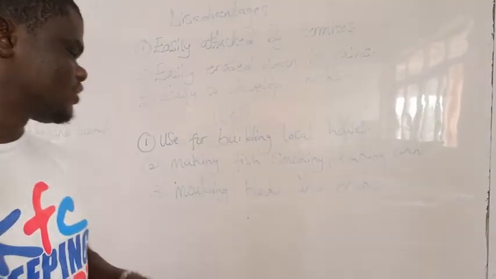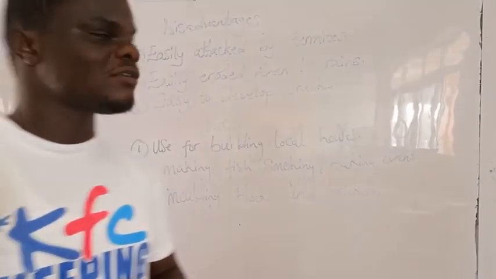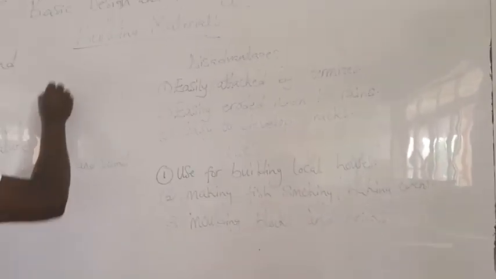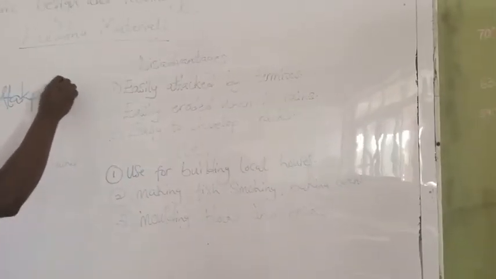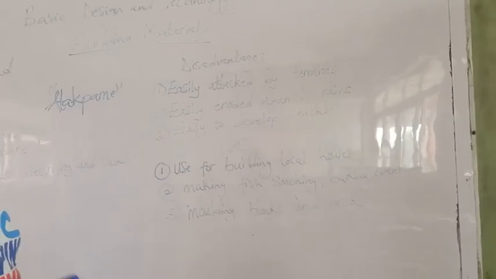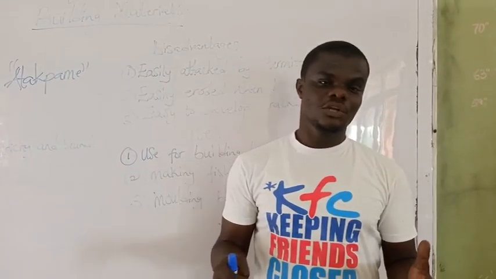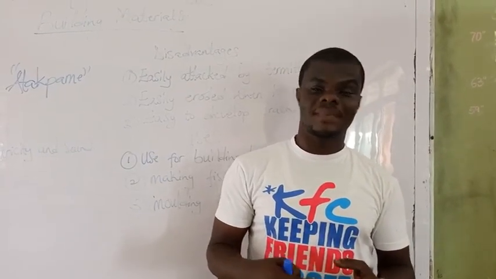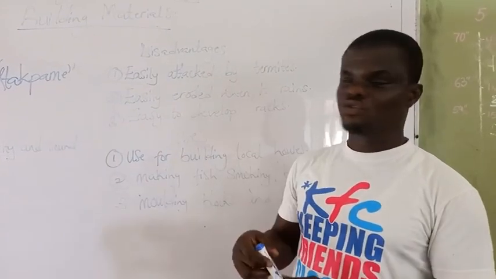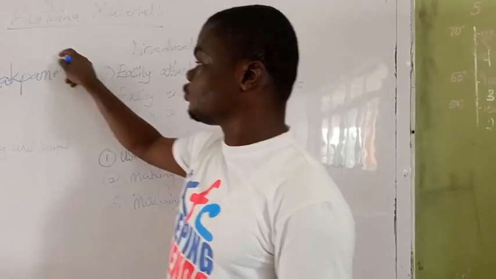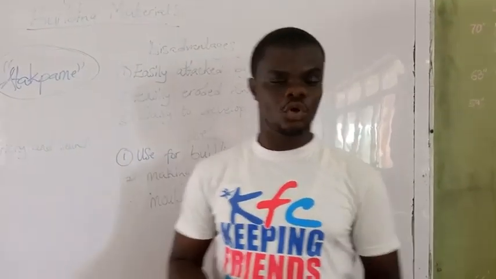Now let's move on to uses. It is used for making local houses. The local houses we are talking about are the Atakpame buildings. It is Atakpame, not Atakwame. So it is used for making local buildings. That is what they use laterite for. Our forefathers used to sleep in what we call those mud houses.